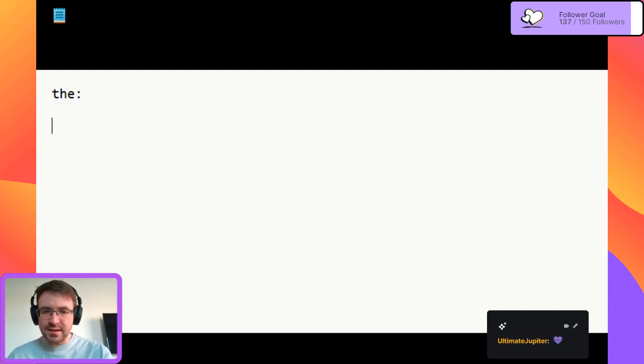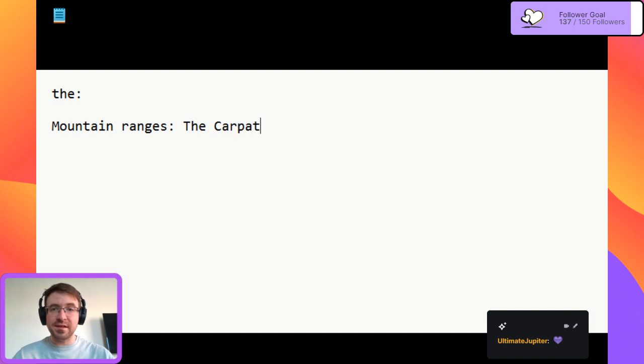Okay, so let's get rid of that. A few other things with the. We also use the with a lot of geographical things. So if we have mountain ranges, so groups of mountains, for example the Carpathians, the Andes, the Alps, we use the article there.